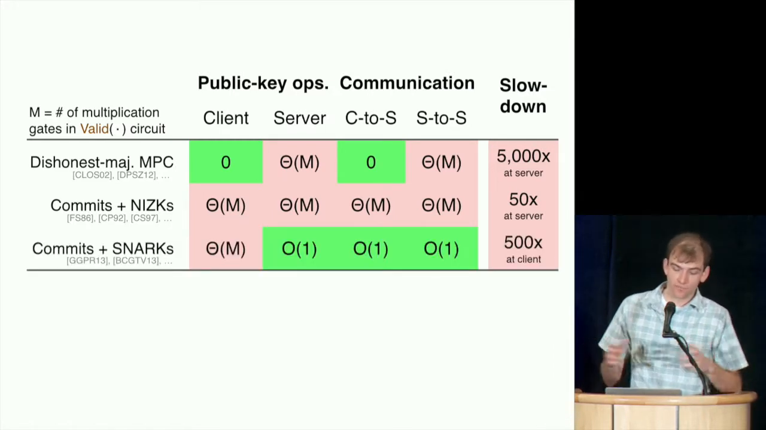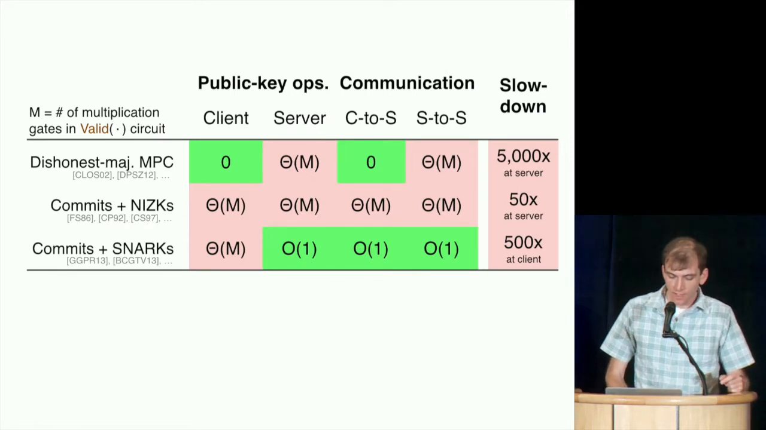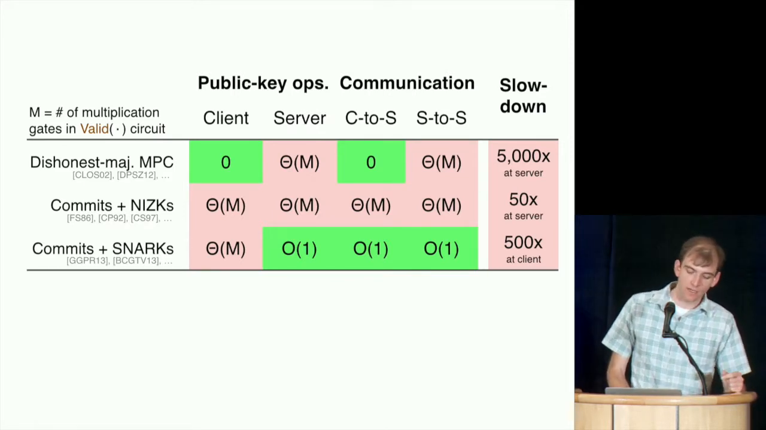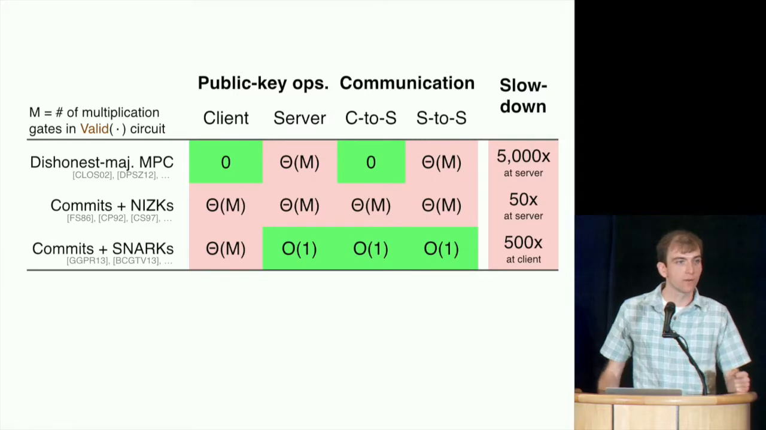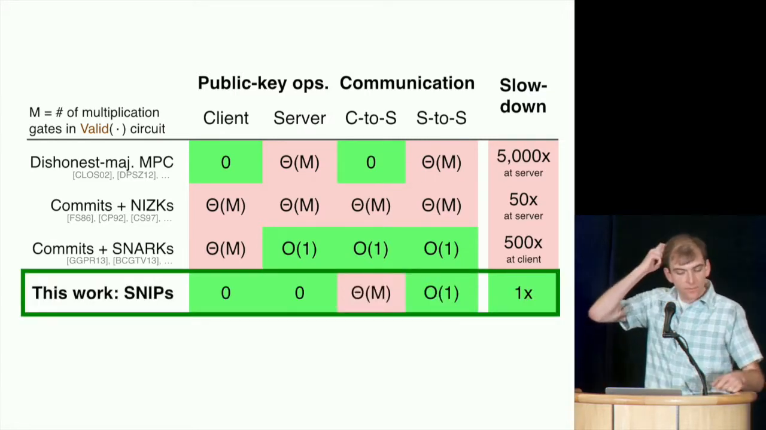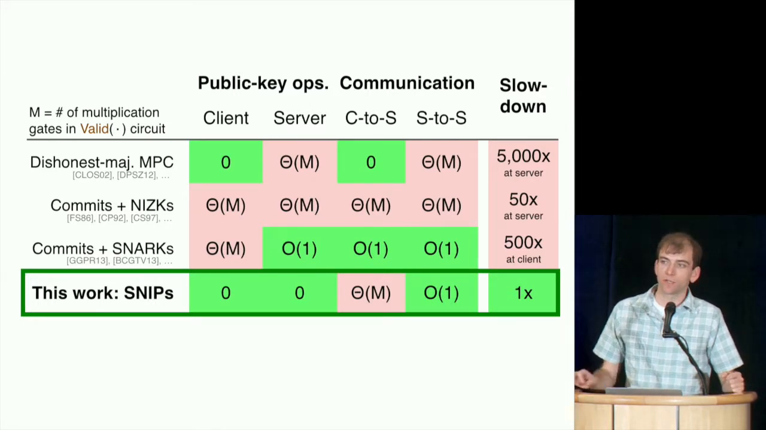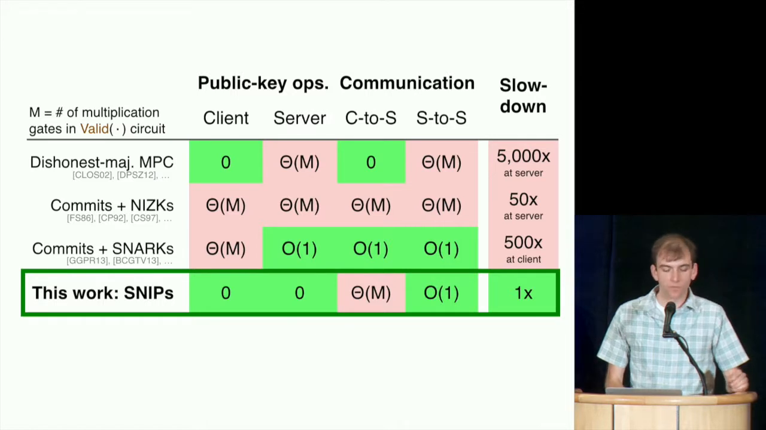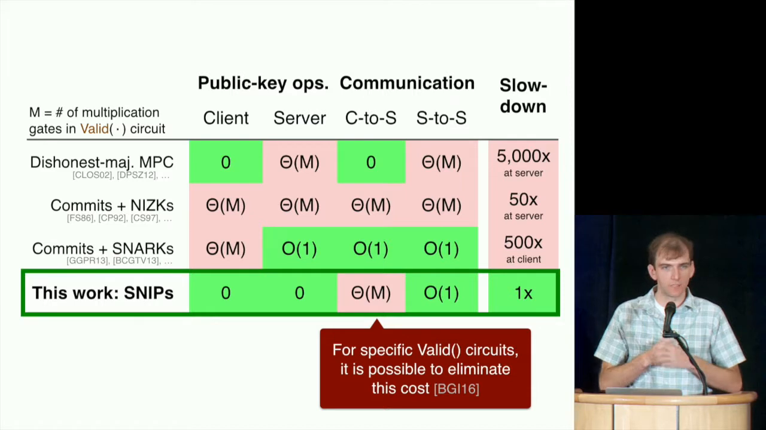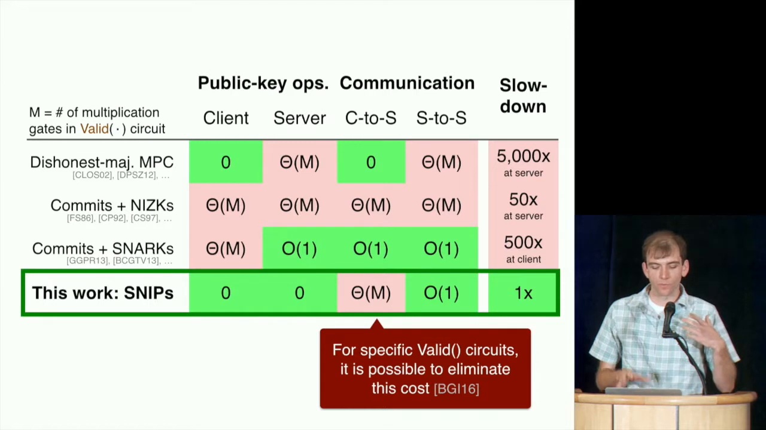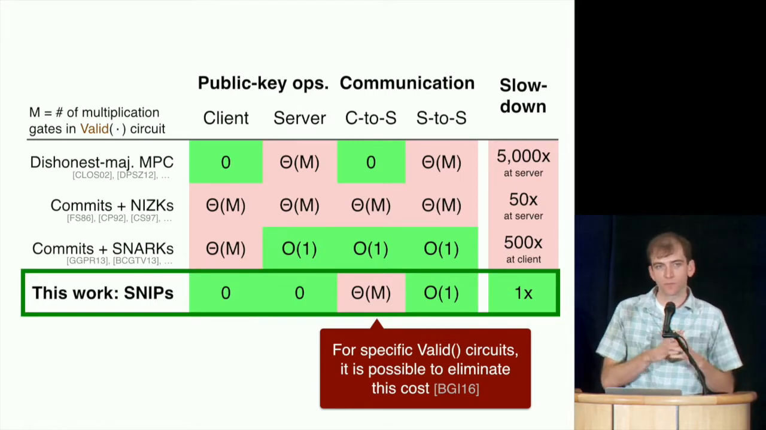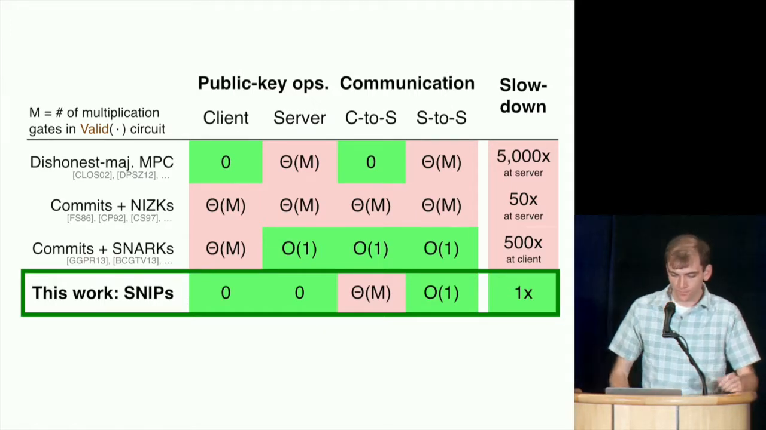You can use fancier types of zero-knowledge proofs called SNARKs that remove the burden on the servers but shift a huge burden to the client, so it's orders of magnitude slower for the client. And this SNIP technique that we use in Prio basically removes the need for public key operations entirely at the cost of some communication between the client and the server. For specific types of valid circuits, we may even be able to remove this communication cost too. So by co-designing the protocol and the cryptographic primitive, we can do much better than you can with general purpose, more powerful cryptographic tools.